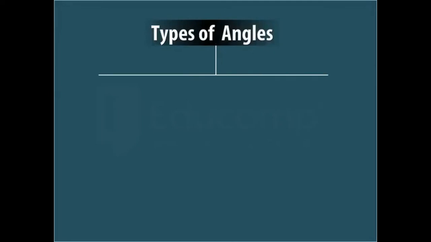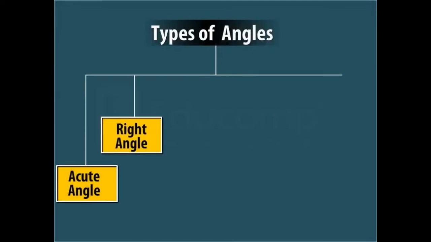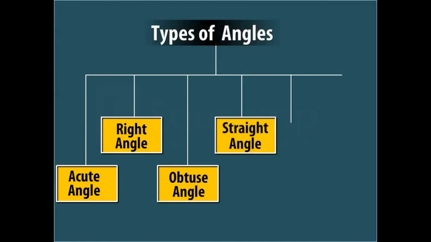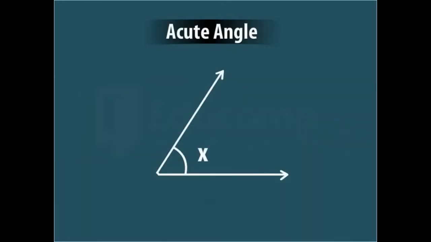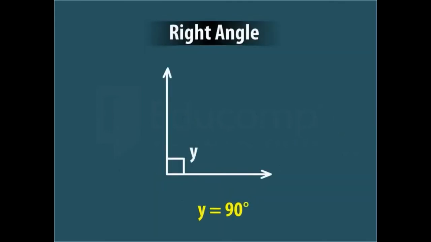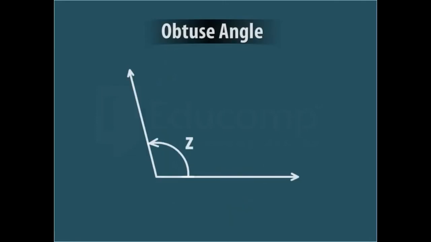Depending on their measure, angles are classified as acute, right, obtuse, straight, reflex, and complete. An acute angle measures between 0 and 90 degrees. A right angle measures exactly 90 degrees. An obtuse angle measures between 90 degrees and 180 degrees.